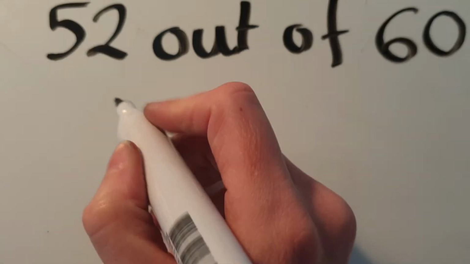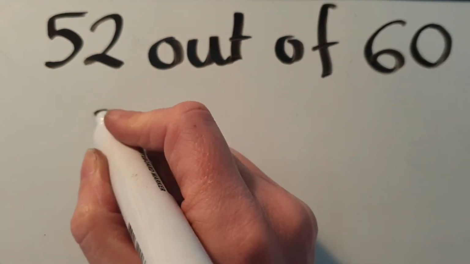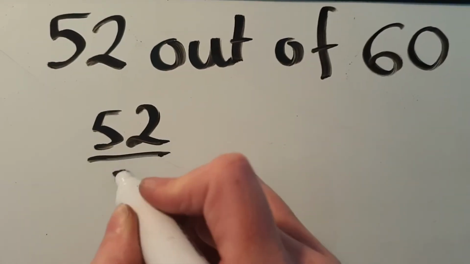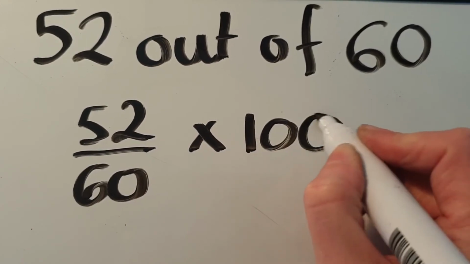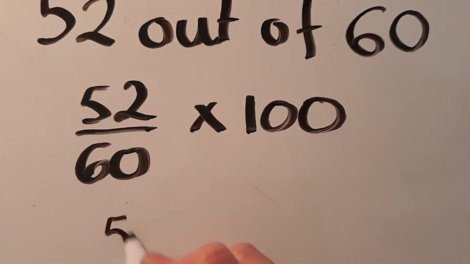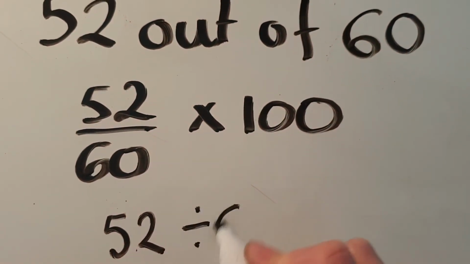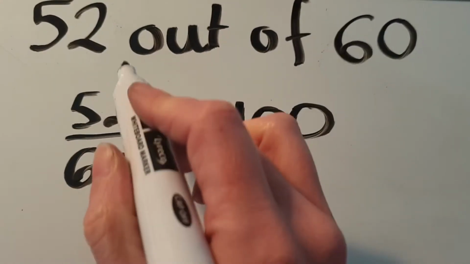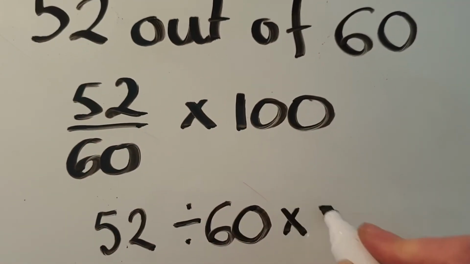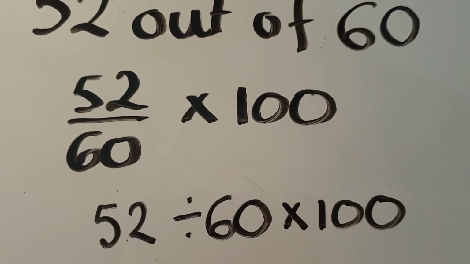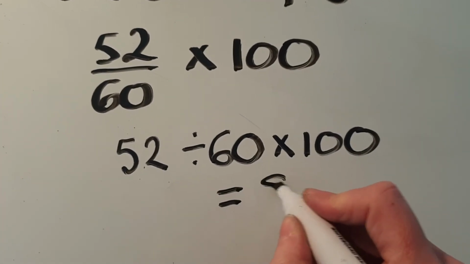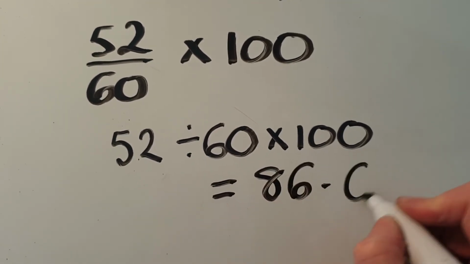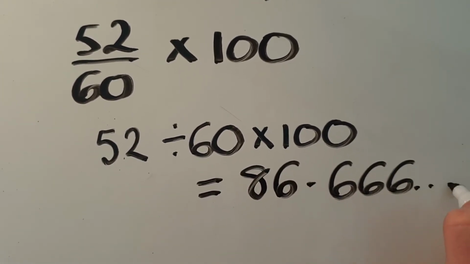Okay, here's another one. So 52 out of 60. If you were allowed a calculator, 52 over 60 times 100. So you would just divide 52 by 60. Or you can use your fraction button if you know how to type that in as a fraction straight away. Times 100. And we get 86.666. And that keeps on going.